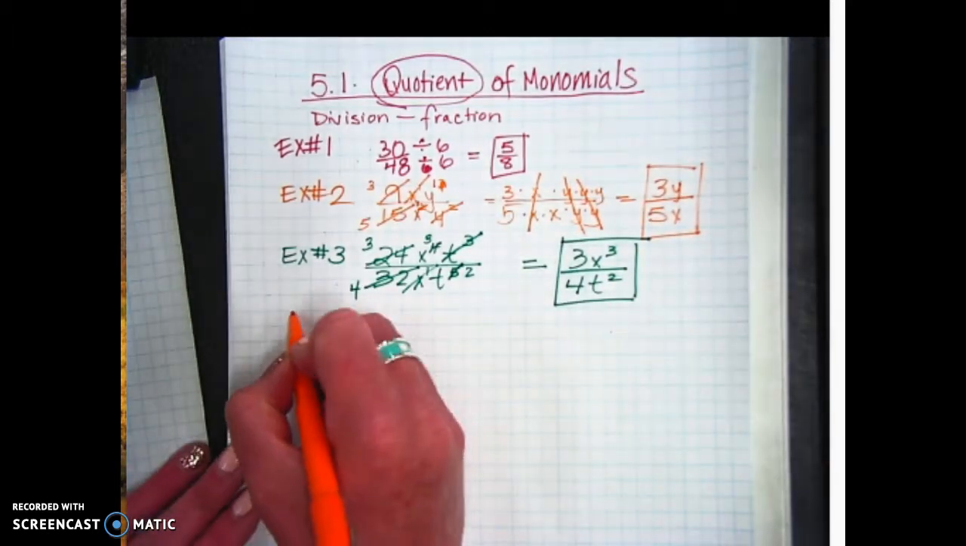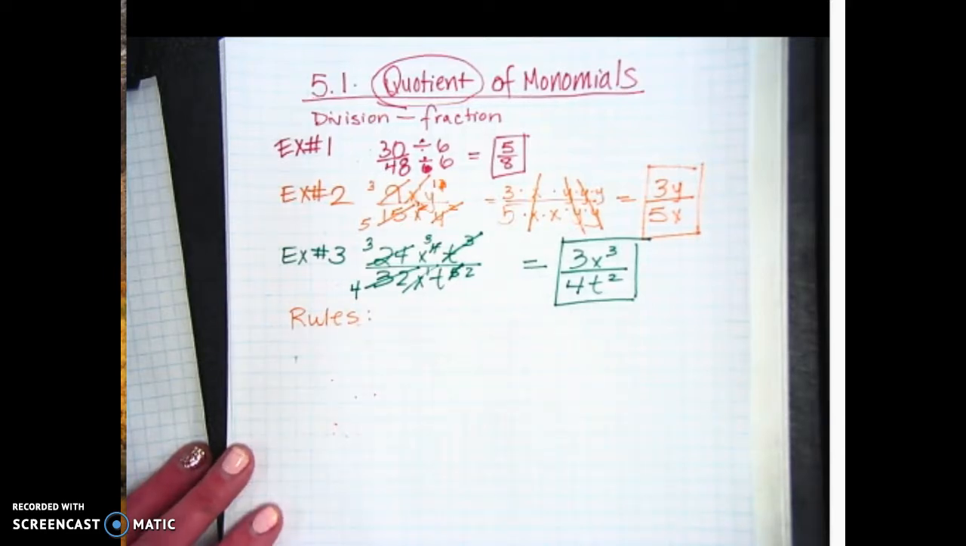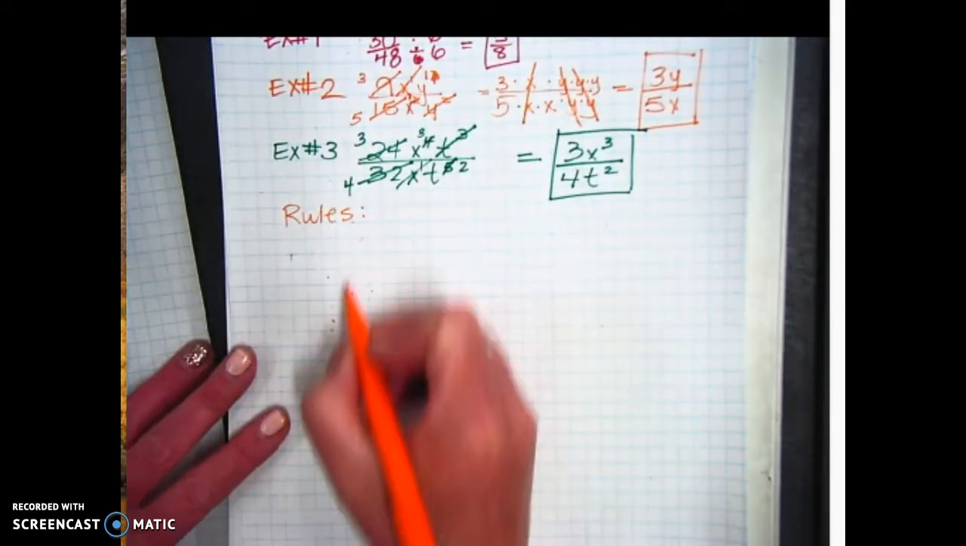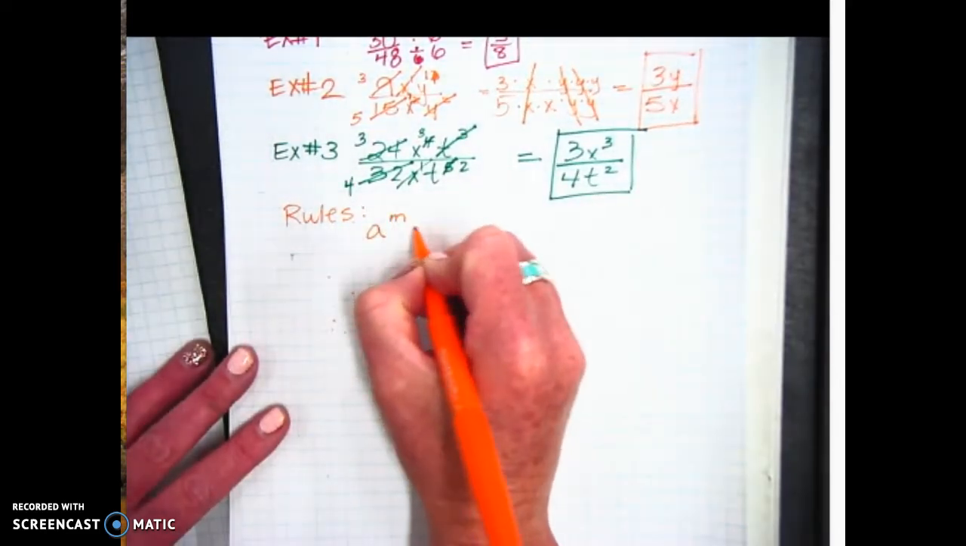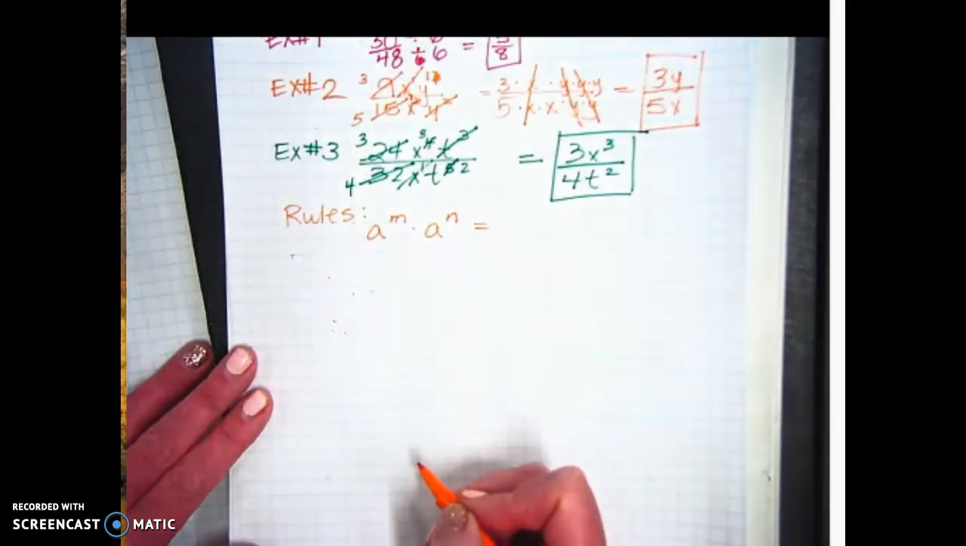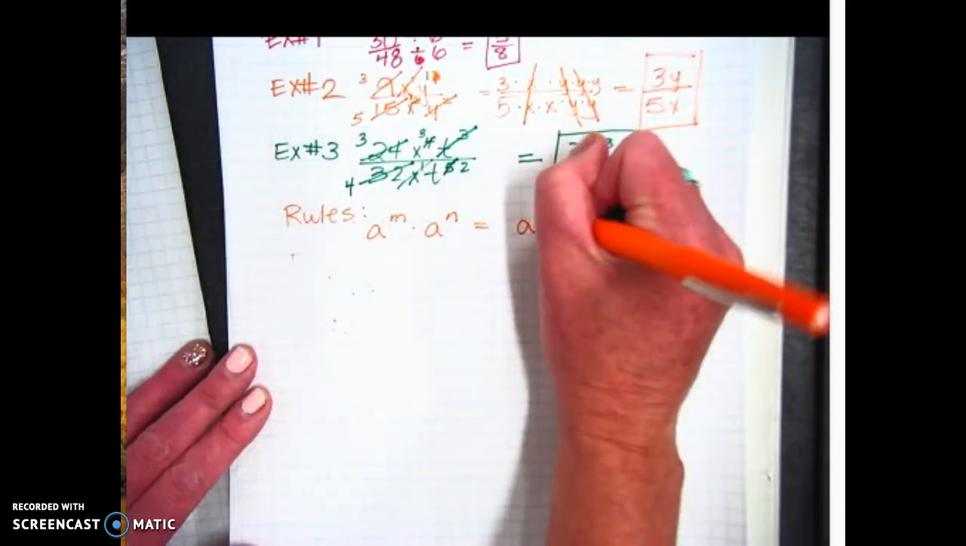All right. So let's talk about the algebraic rules. A to the m power times a to the n. You want to do what with the exponents? Add them. So you keep the same base, add the exponents.